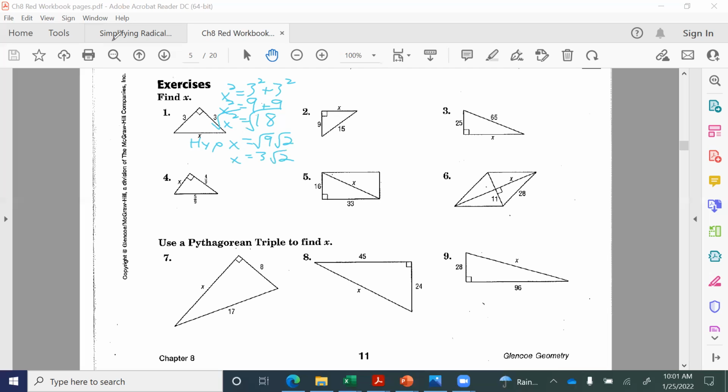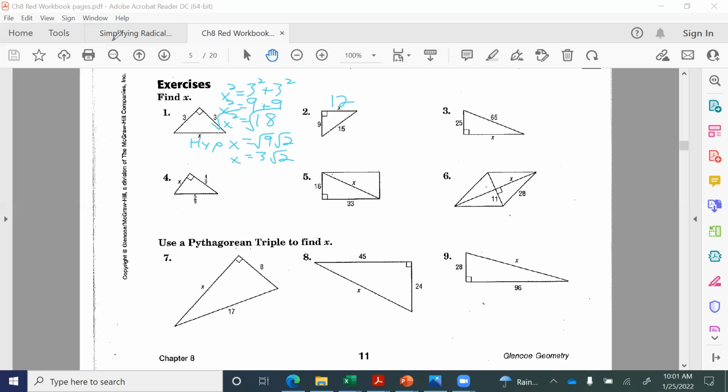All right. Now, number 2. What's x? What's the length of x? Anybody know? Just looking at this, I know right away. X is 12. Because of that. Yeah, it's one of our triples.